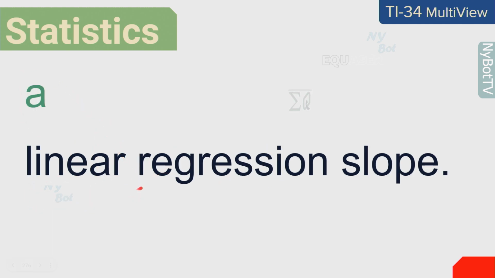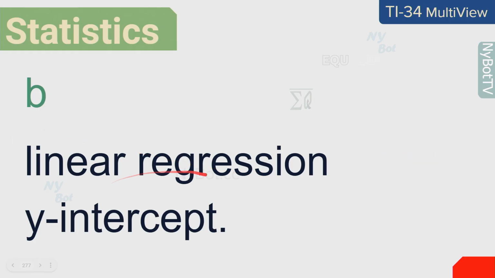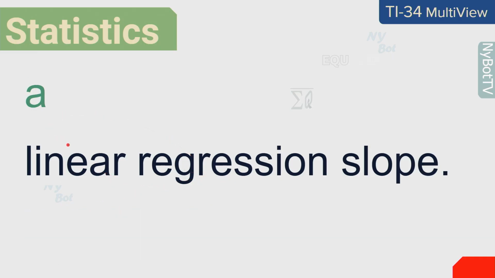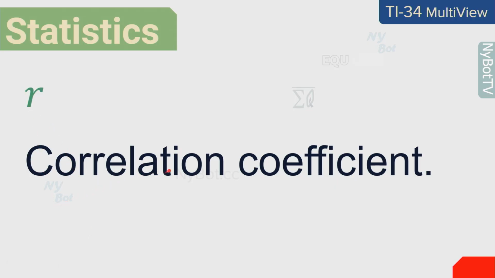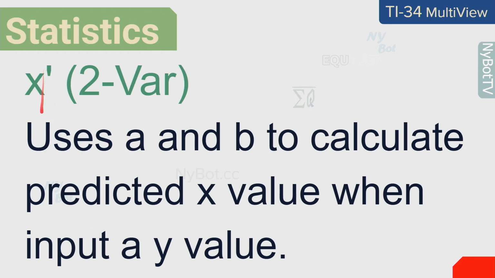A is the linear regression slope or coefficient of our first variable. B is the linear regression y-intercept. This is for ax squared plus bx plus c. So this is B, our regression y-intercept, and R is the correlation coefficient. In 2 variable, it uses A and B to calculate the predicted x value when you input a y value.